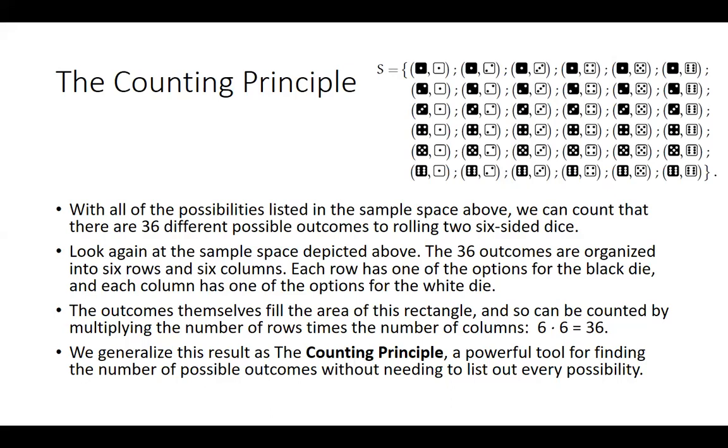So we rolled the black die. There were 6 possible choices. We rolled the white die. There were 6 possible choices. The 6 for the black die times the 6 for the white die give us the 36 total possible outcomes. So the counting principle says when we have 2 experiments like this and they're independent of each other, we can just multiply the 2 possible outcomes together.